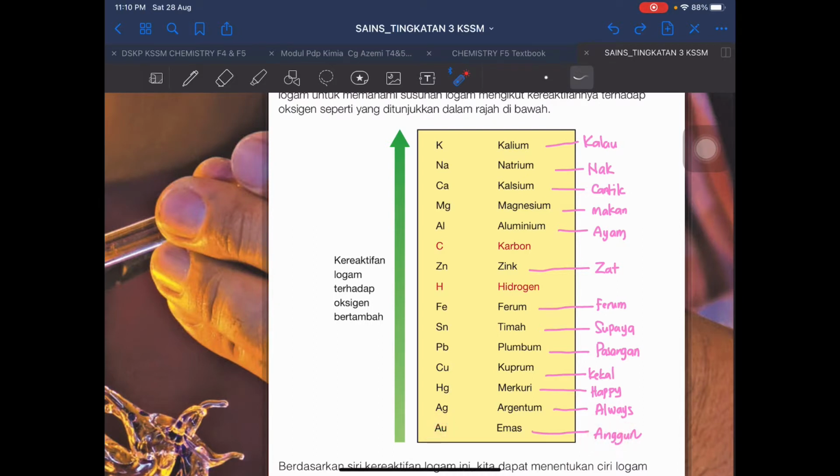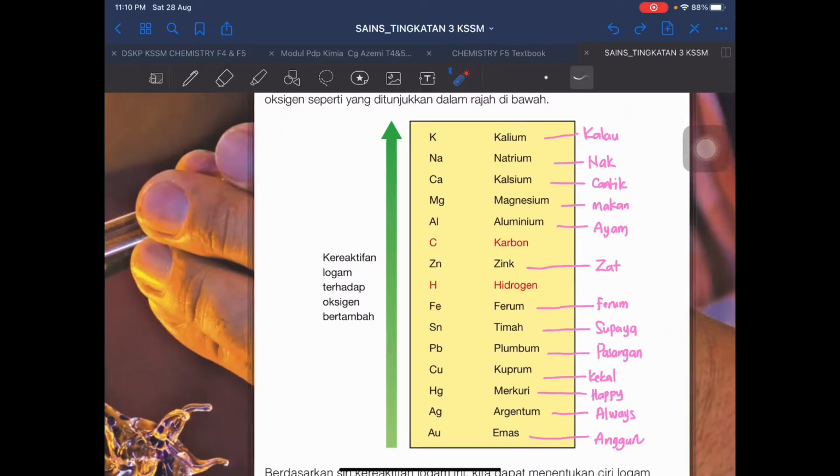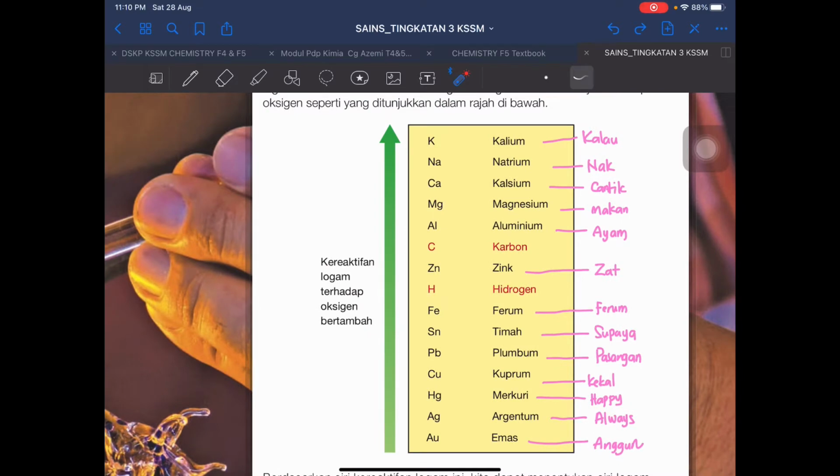Okay, so look at the reactivity series over here. Semakin ke atas, semakin reaktif. So, according to your textbook, we use electrolysis for metals that are more reactive than carbon. Look at the buku teks here. This one, Form 3 buku teks. In between, okay, this is Z kan. Di atas Z ada C. Okay, di bawah Z ada H. Remember that, okay? Zinc, atas dia ada carbon. And then di bawah zinc ada hydrogen.